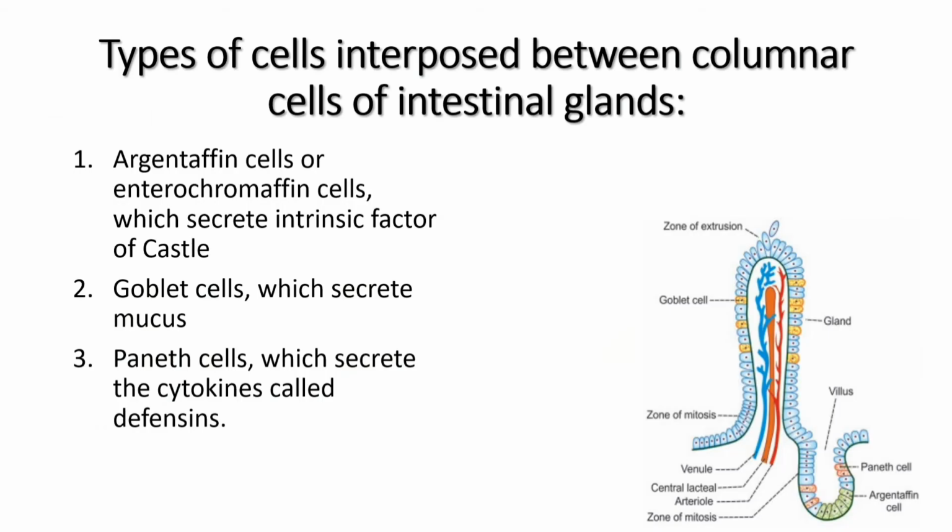Types of cells interposed between columnar cells of intestinal glands: Argentaffin cells or enterochromaffin cells, which secrete intrinsic factor of Castle. Goblet cells, which secrete mucus. Paneth cells, which secrete the cytokines called defensins.